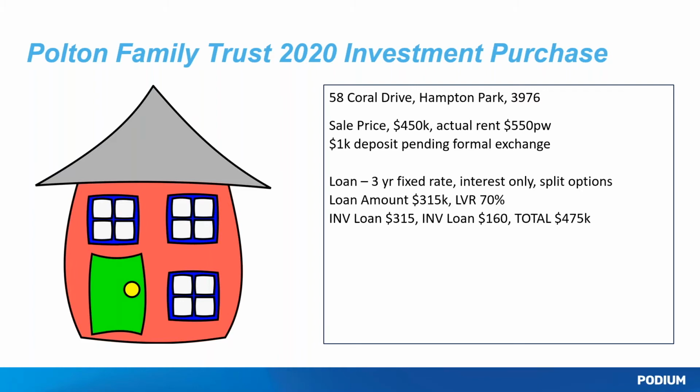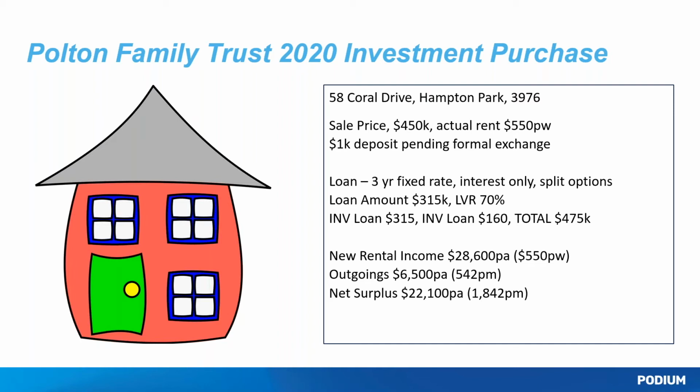Great. Let's have a look at the type of loan that they'll be looking at to make the best choices for them. So they're looking at a 3-year fixed rate loan, interest only, split options. They're going to look to, so the lending amount or the loan amount is $315K. So LVR is 70%, that's a good position. So the split would show as investment loan 1, $315. That would probably be on the variable or the fixed. And the investment that split, the $160, would be on the variable. Total $475. Okay, great.